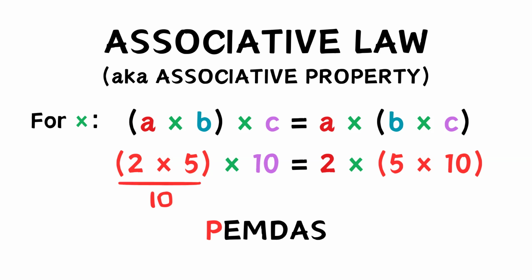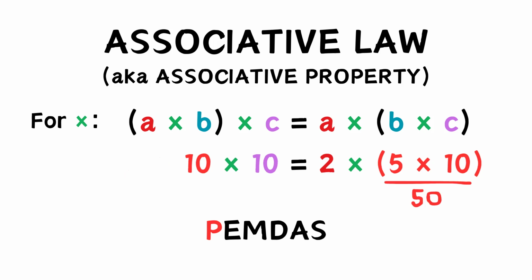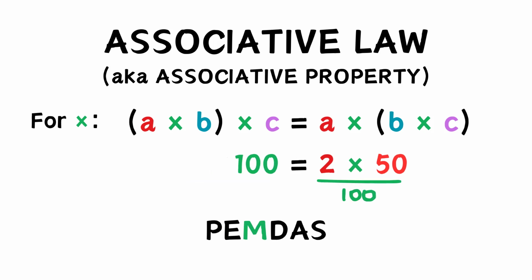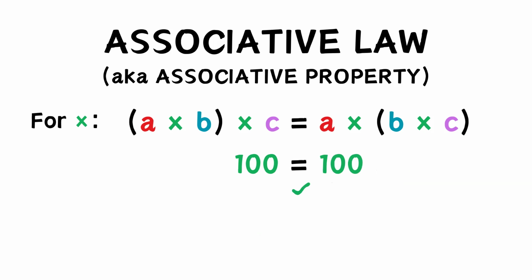2 times 5 is 10. And the other set of parentheses is 5 times 10, which is 50. And now we have 10 times 10 equals 2 times 50, which is correct, because 10 times 10 is 100, and 2 times 50 is also 100. Great, it worked.